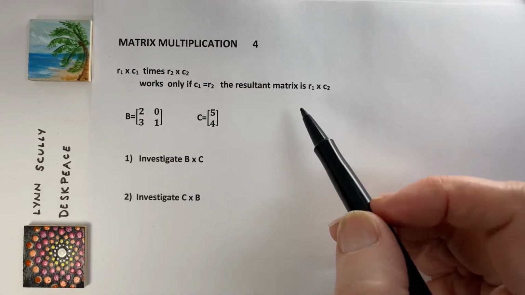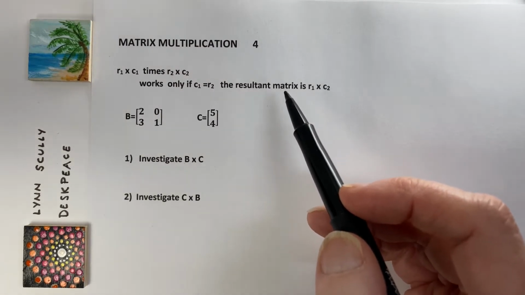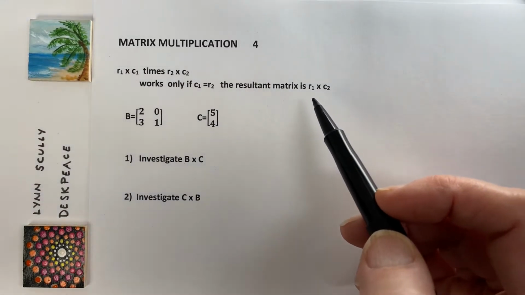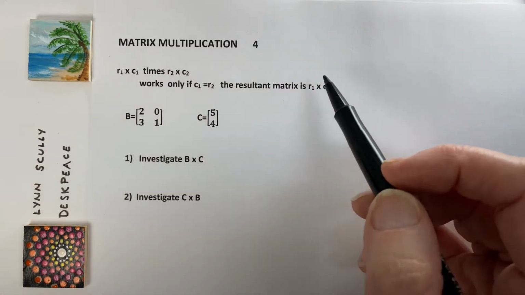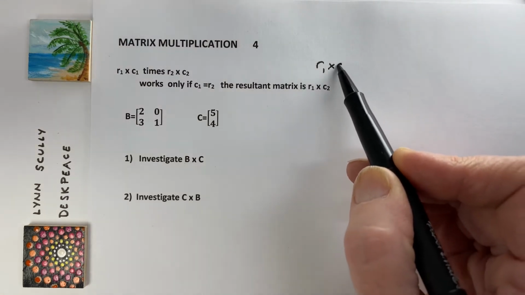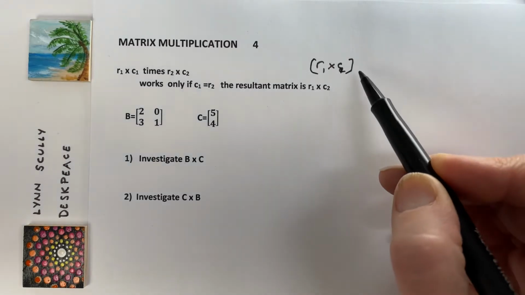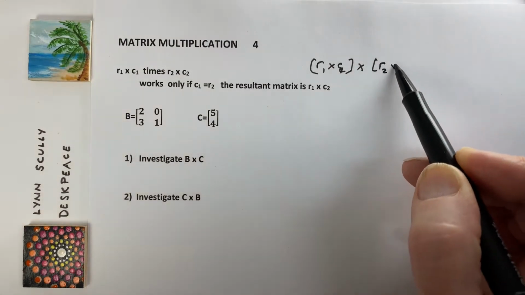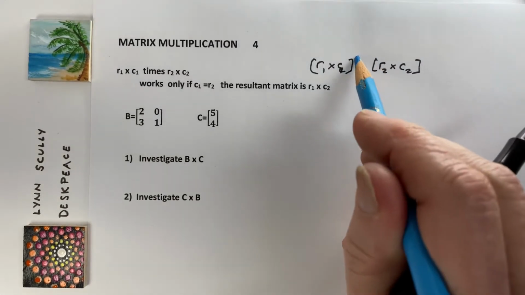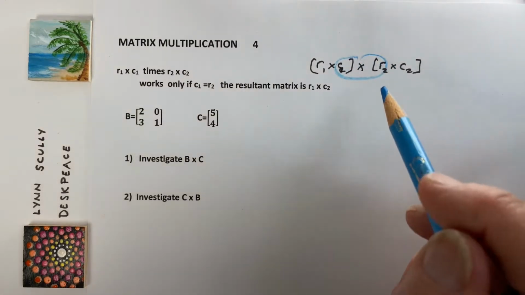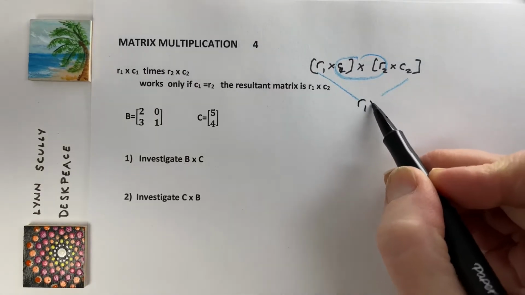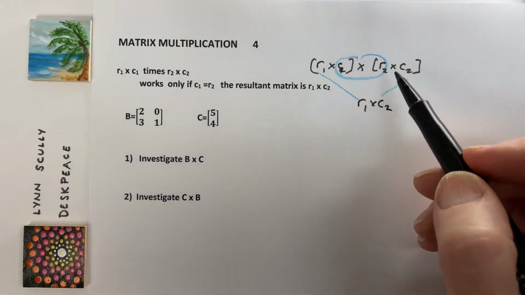Matrix multiplication actually requires that you satisfy a criteria before you can even know if these matrices can multiply. That criteria is that you put the rows by the columns, which is the dimensions of the first guy, times the rows by the columns, which is the dimensions of the second guy. If these inside guys match, C1 and R2, then the dimensions of the resultant matrix will be R1 by C2. If they don't match, then you can't multiply.